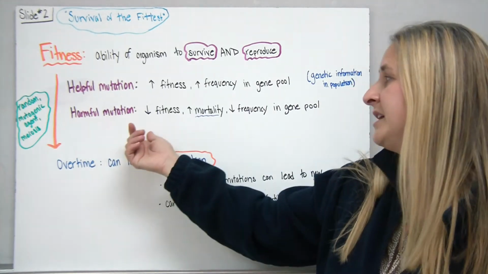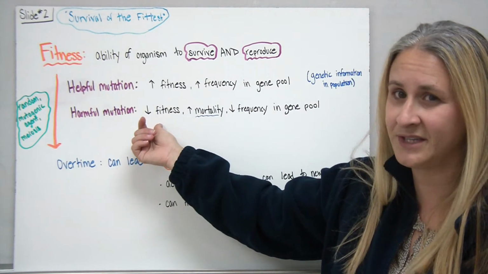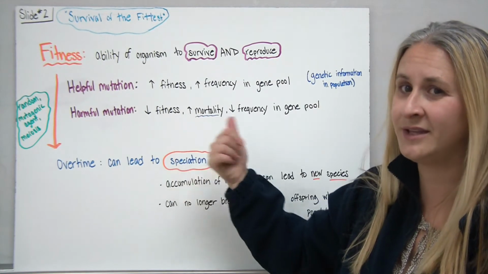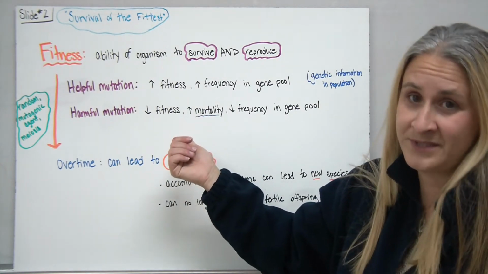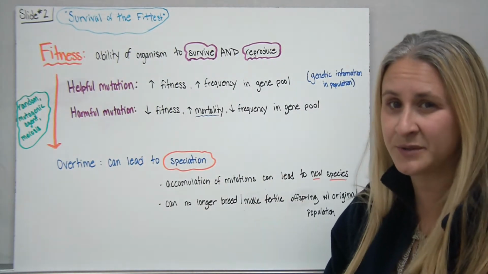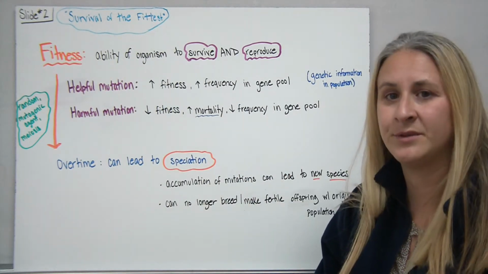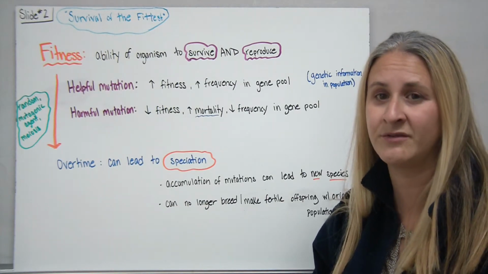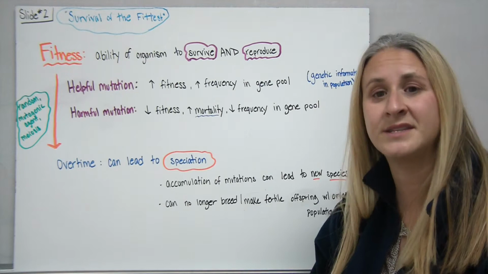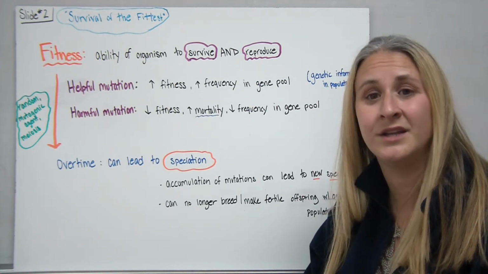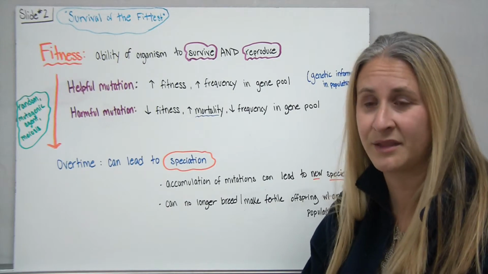Whereas a harmful mutation would decrease the fitness of the individual. It would increase mortality, which would mean the death rate essentially, and therefore overall it would decrease in frequency in the gene pool. Think about the mutation that causes hemophilia, which affects the ability of your blood to clot. Someone who has hemophilia, their blood does not clot well. So if they get a cut, they could theoretically bleed to death.